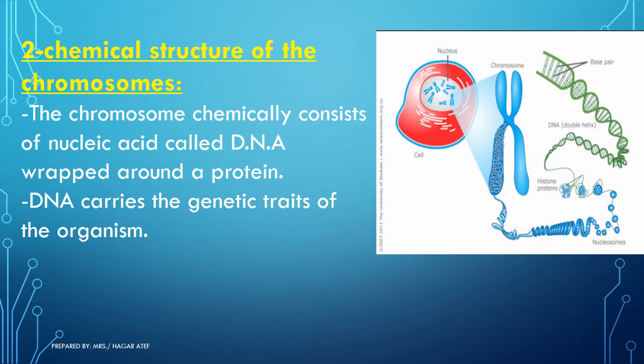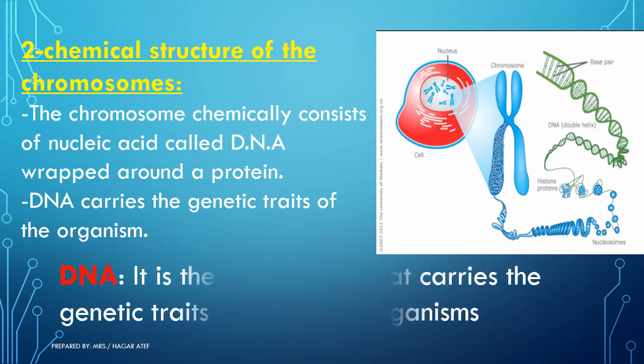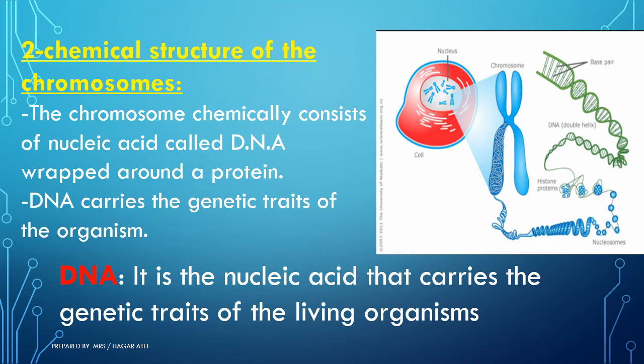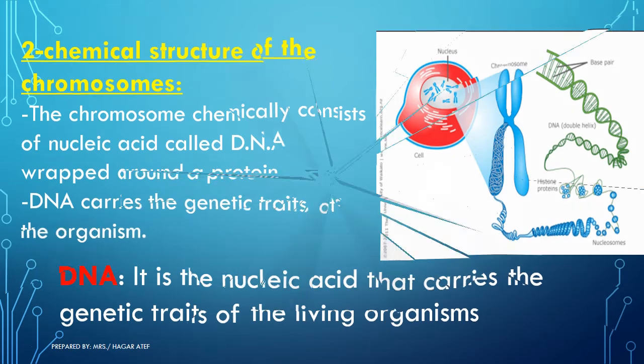Number 2, chemical structure of the chromosomes. The chromosome chemically consists of a nucleic acid called DNA wrapped around a protein. DNA carries the genetic traits of the organism. So, DNA is the nucleic acid that carries the genetic traits of the living organism.